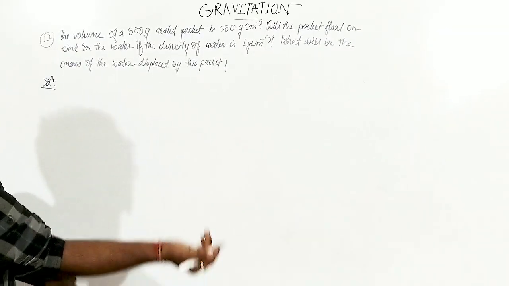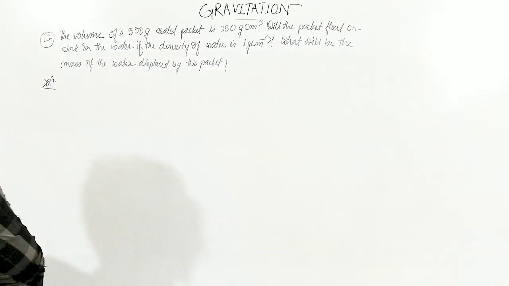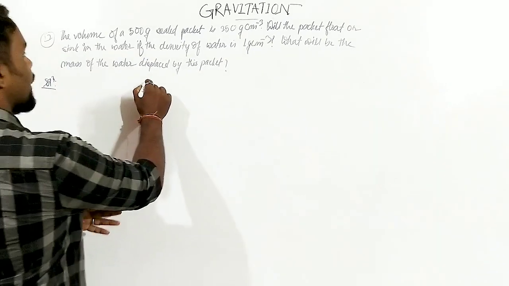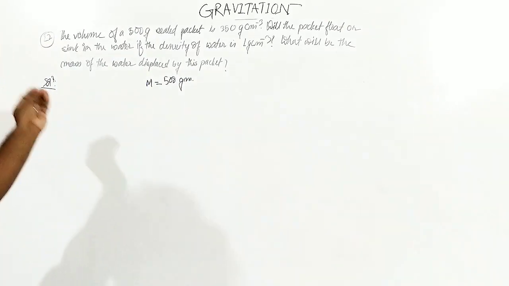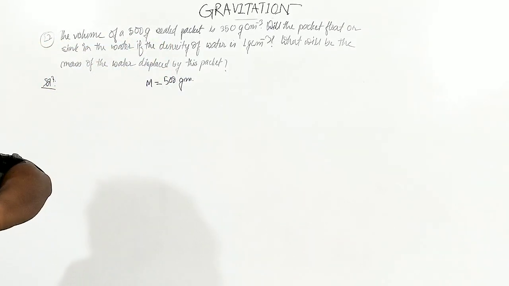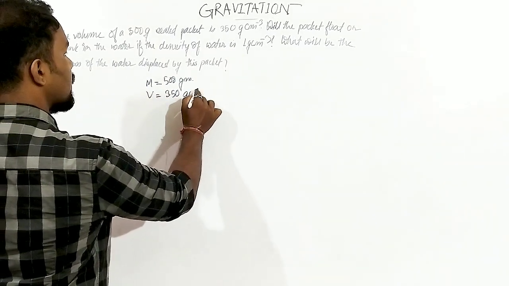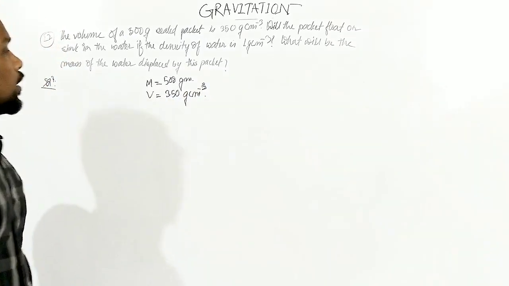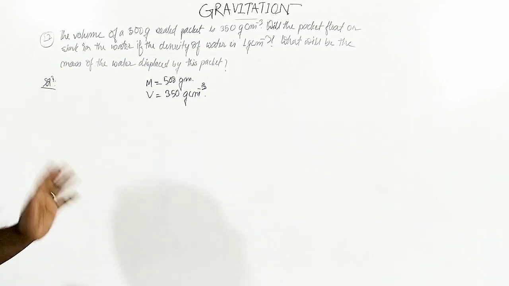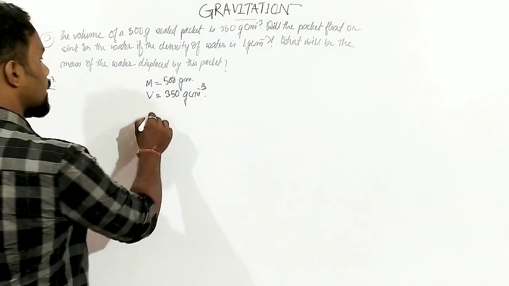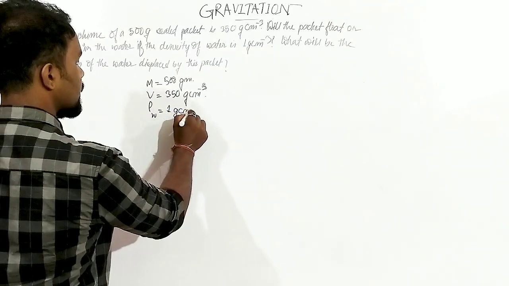Okay, this is our new question and the last question of today's class. This question says that a sealed packet, that means the mass is given, 500 gram, sorry, 500 gram, and the volume of the sealed packet is 350 centimeter cube. Now the first question is, will the packet float or sink in water if the density of the water is 1 gram per centimeter cube? That means rho of water is 1 gram per centimeter cube.